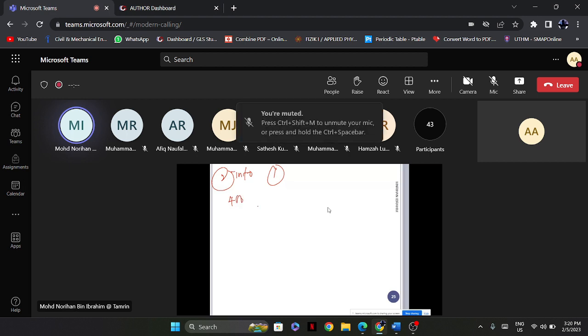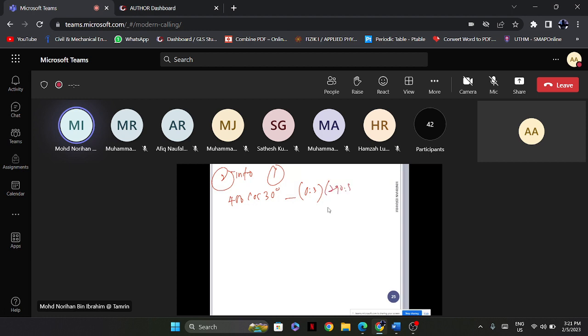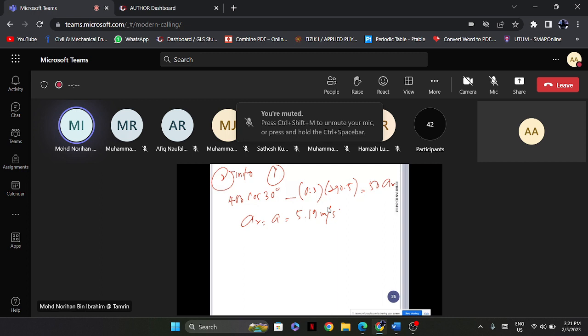So 400 cos 30 degrees. In this case, when we apply these equations, we can directly obtain the acceleration of A, which is equal to 5.19 meters per second squared.